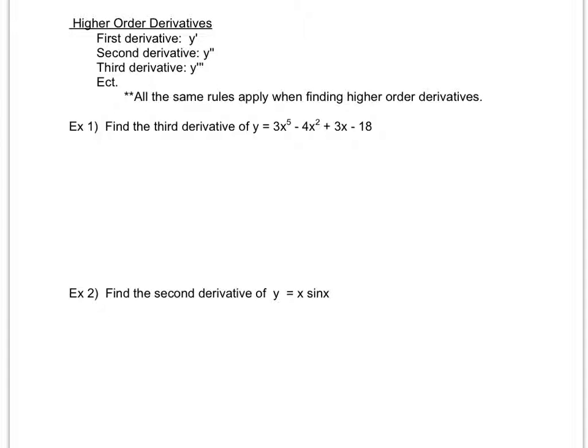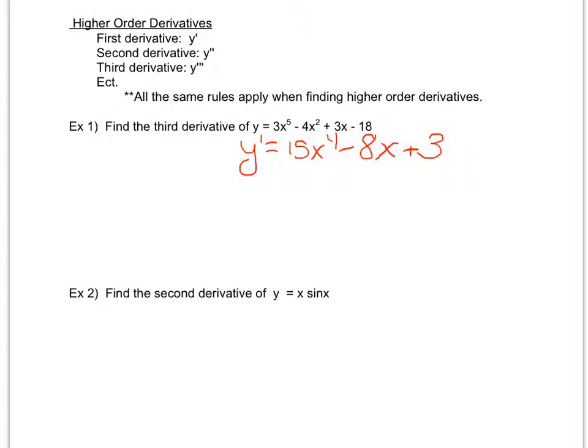So I have two examples here, one where we'll find the third derivative and one where we'll find the second derivative. So let's take a look at these. On the first one, if I'm trying to find the third derivative, the first thing I'm going to do is find the first derivative. That's a very easy process since I just have a polynomial here. So I can go ahead using my power rule and get the first derivative is 15x to the fourth minus 8x plus 3.